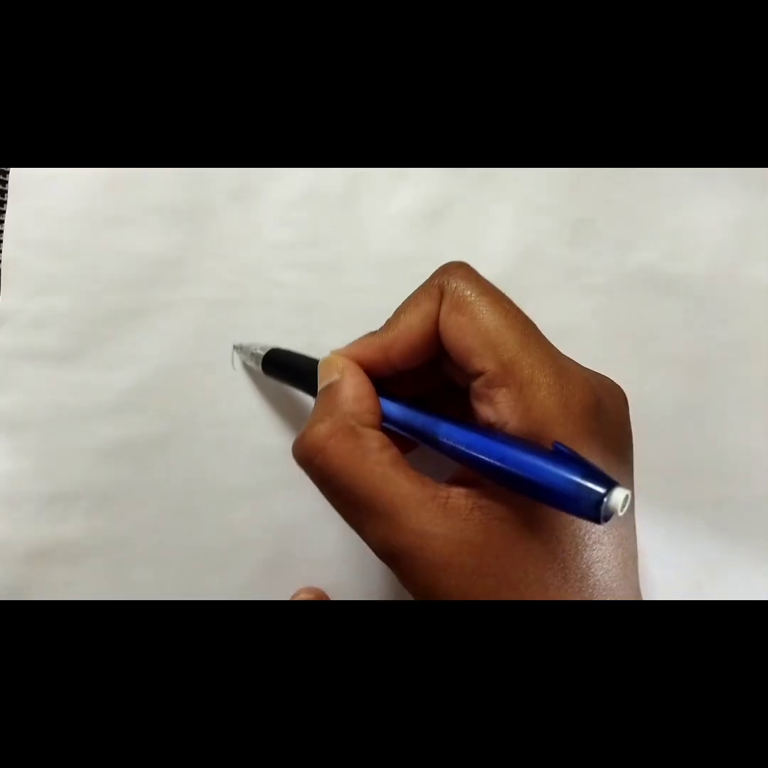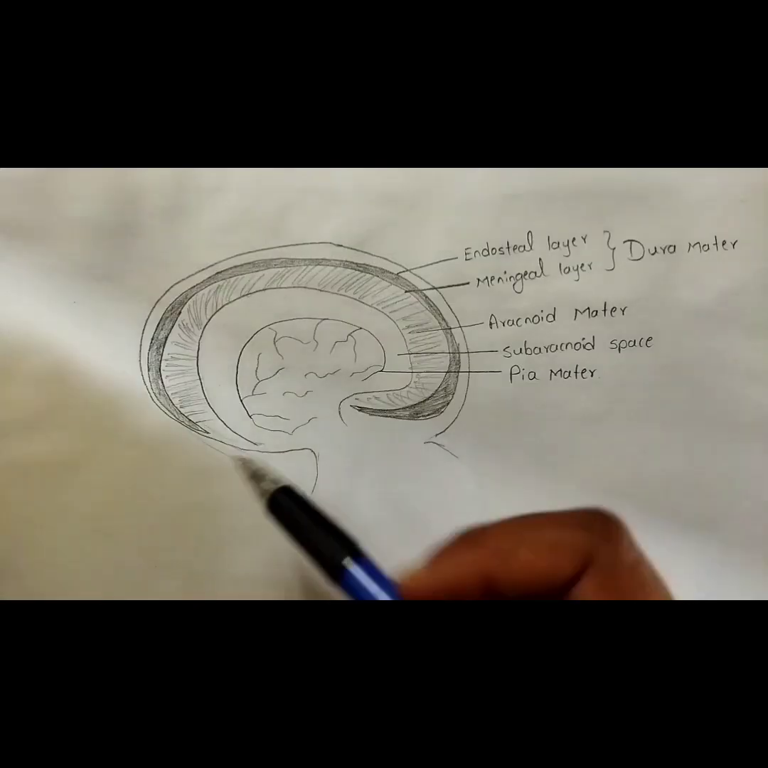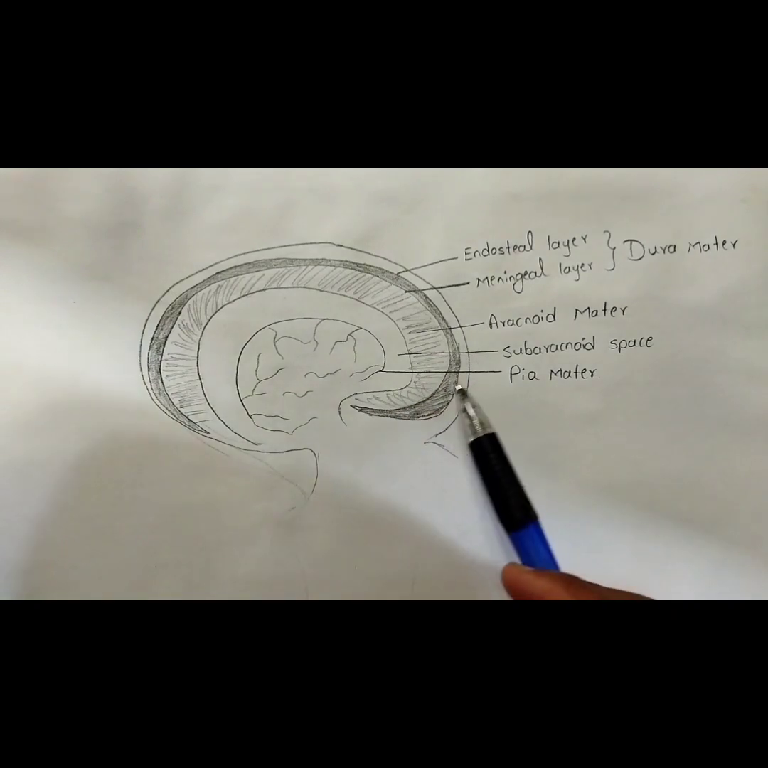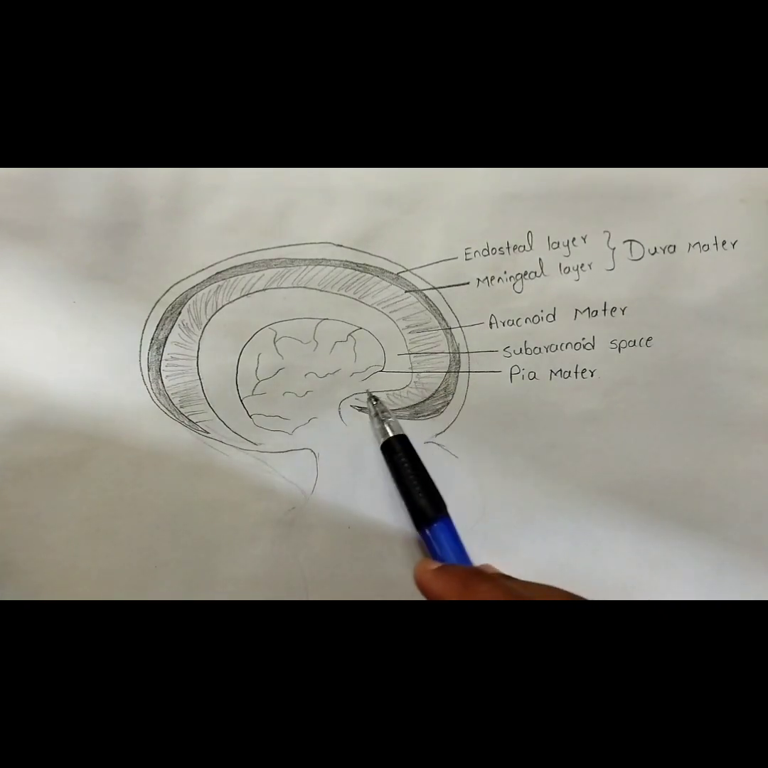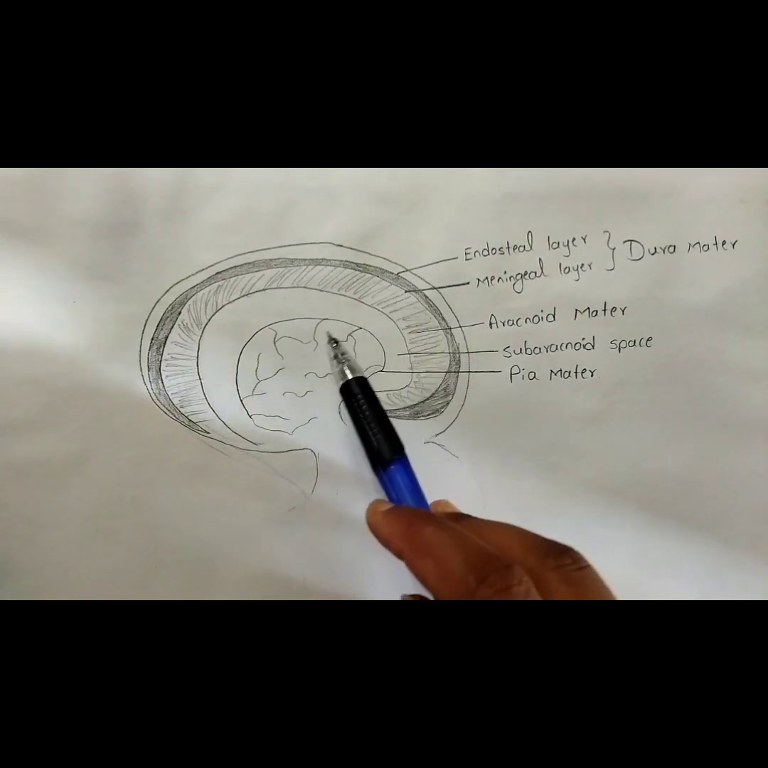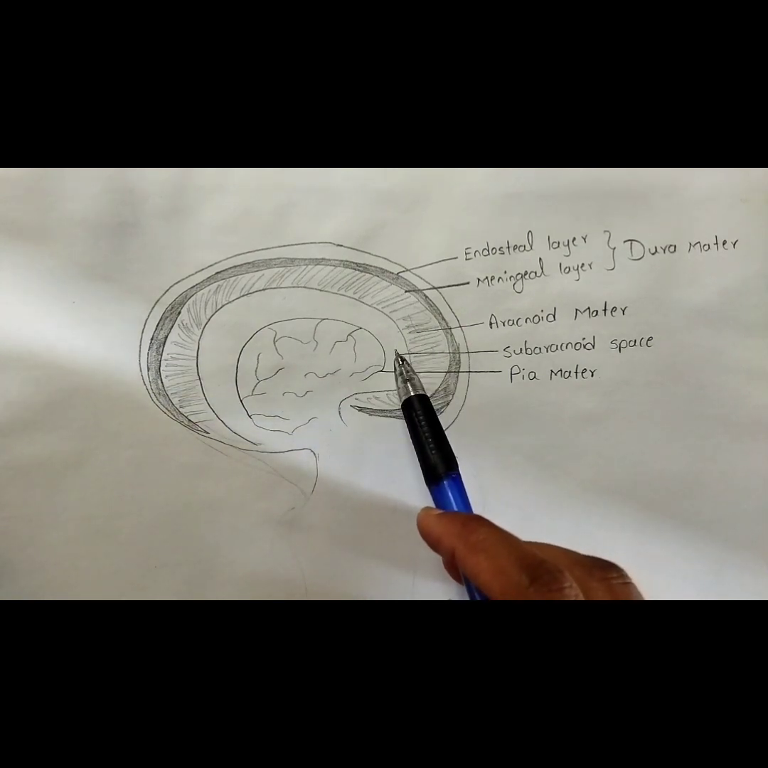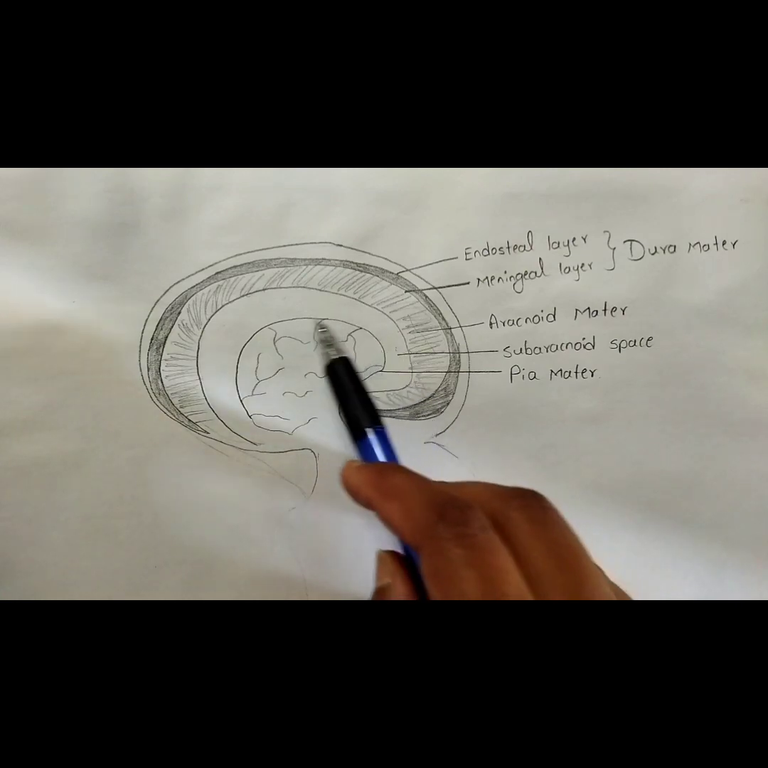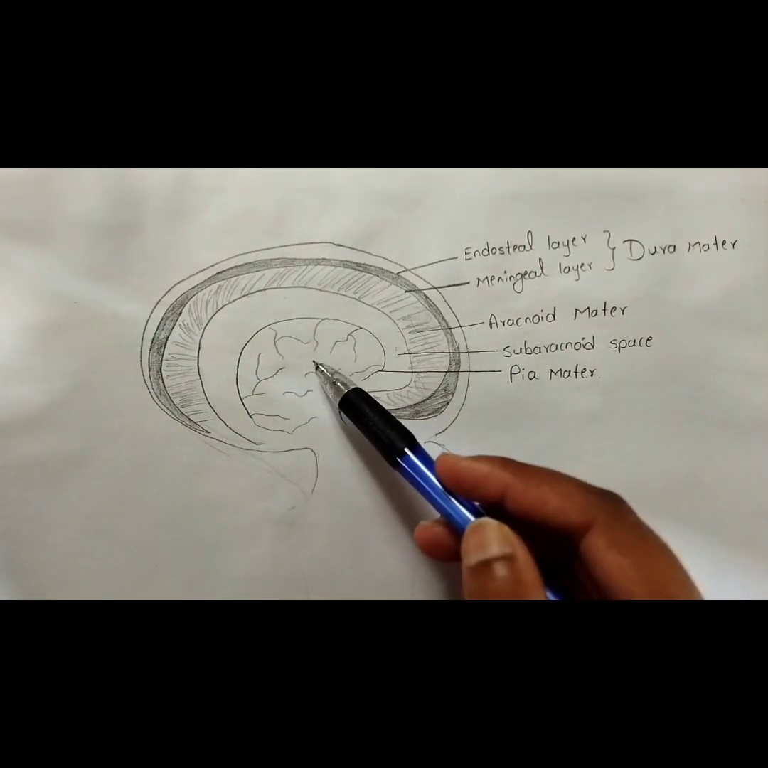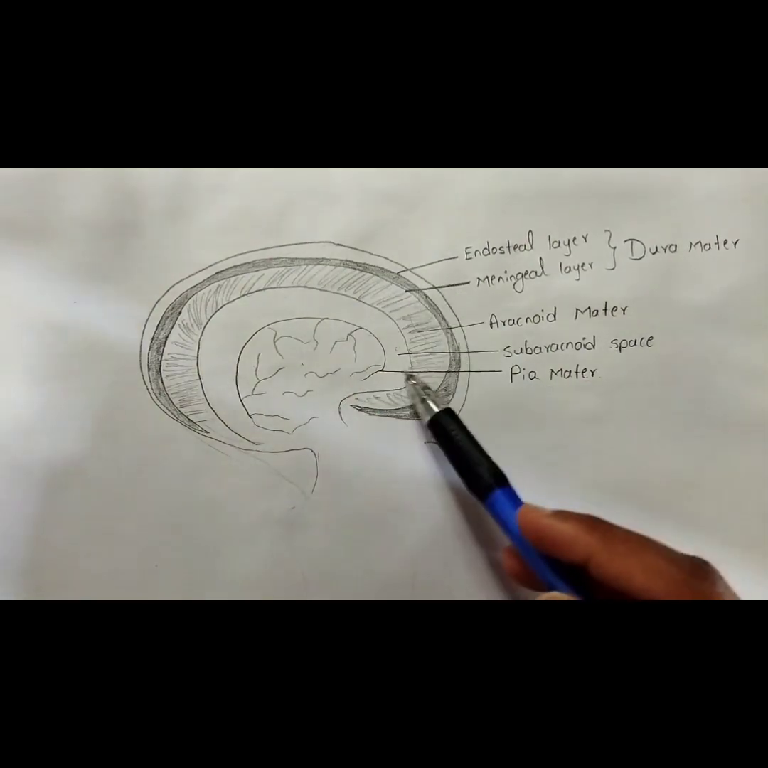So first we'll make the diagram of the meninges. Let us take a skull. So this is the skull, and within the skull there are three coverings of the brain. First one is the dura mater, then the arachnoid mater, then the subarachnoid space. It means the space below the arachnoid mater is called the subarachnoid space. Then it is the pia mater, and within the pia mater there is the brain. These are the coverings of the brain.